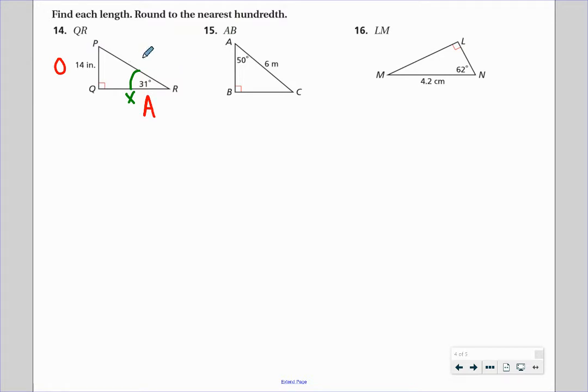I would describe PR as the hypotenuse, but I want you guys to remember that I only want you to label the side that you know and the side that you need to know. And the reason for that is now the next step is to pick which trig ratio I want to use. And that's going to be easier if I only have 2 letters on there, because that's what's going to tell me which trig ratio to use.